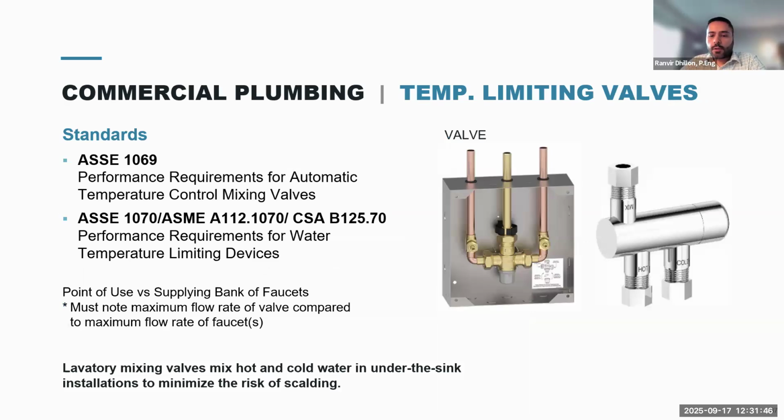Temperature limiting valves. So temperature limiting valves mix hot and cold water in undersink applications to minimize the risk of scalding. They're incorporated into the system when a predetermined maximum temperature is a must. So ASSE 1070 is a standard for mixing valves to limit hot water temperatures to 120 degrees. These valves are thermostatic mixing valves intended for use near the point of use, so close to the faucets themselves. Common applications include limiting temperatures at sinks and shampoo bowls, delivering tempered water to lavatories with or without infrared or metering faucets, and limiting hot water temperature to a specific site of faucets and fixtures.